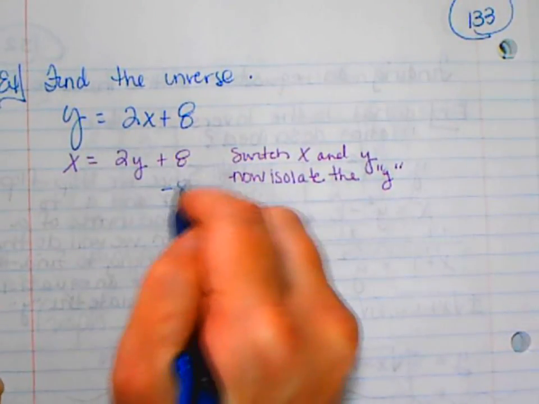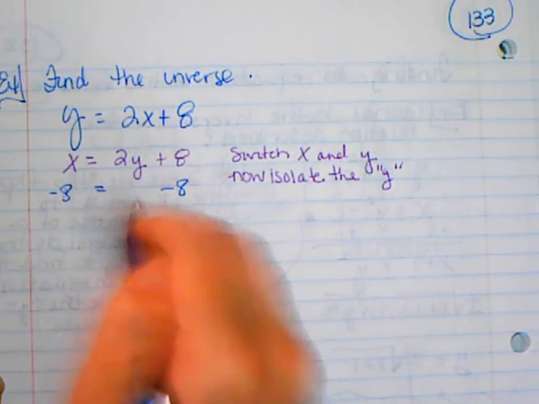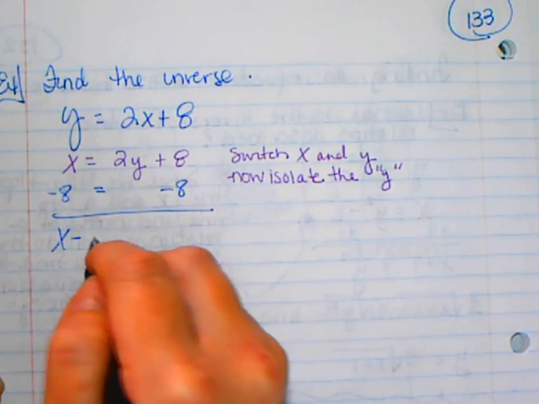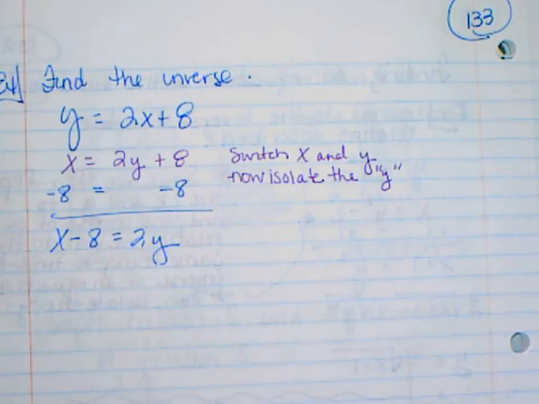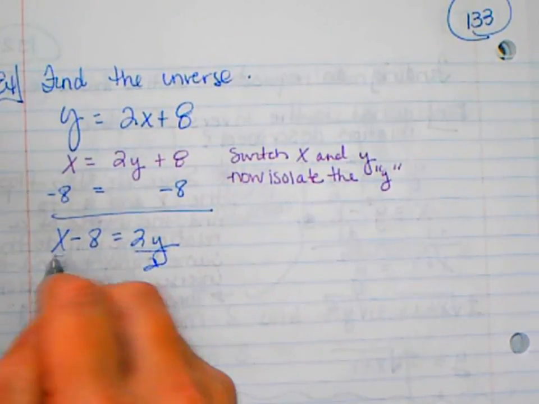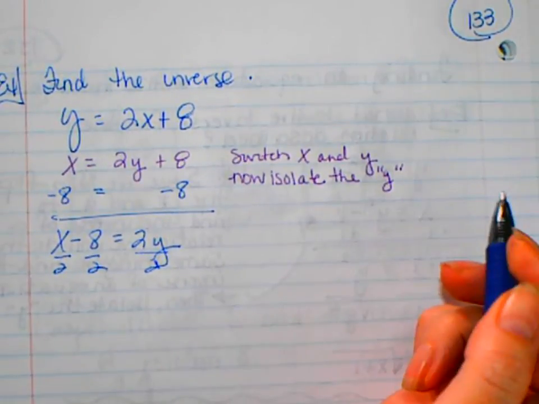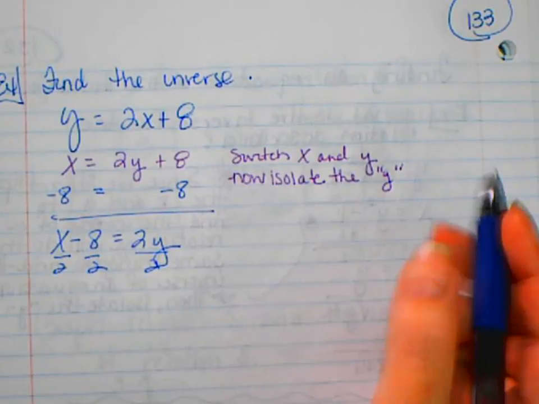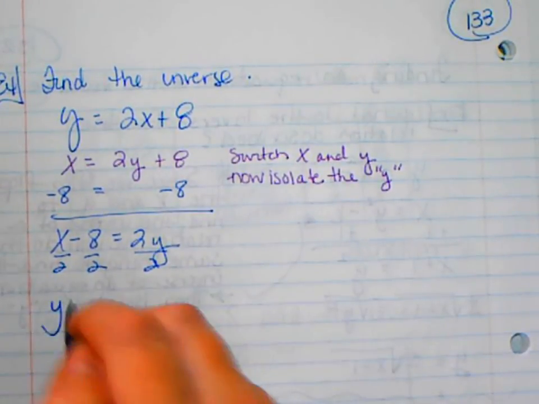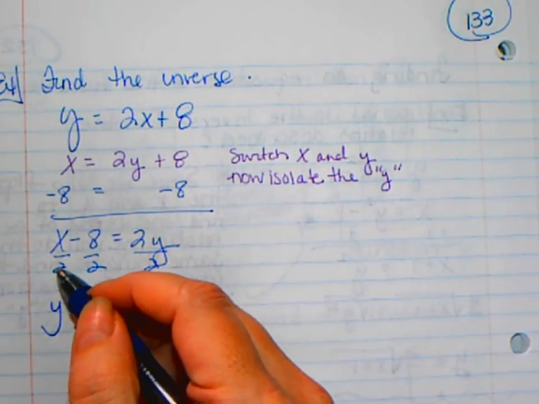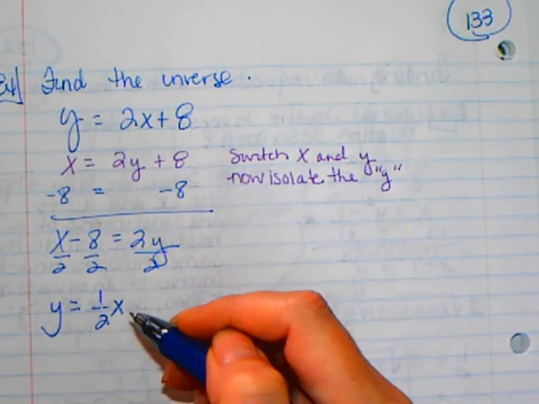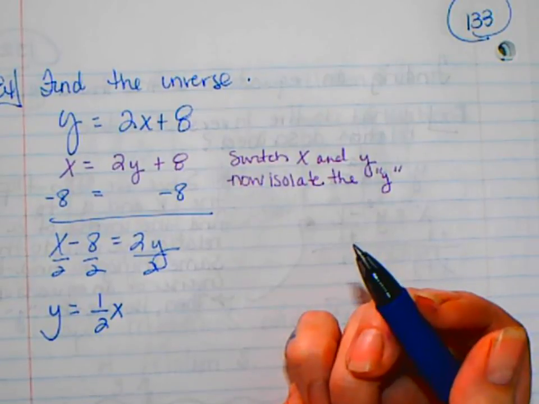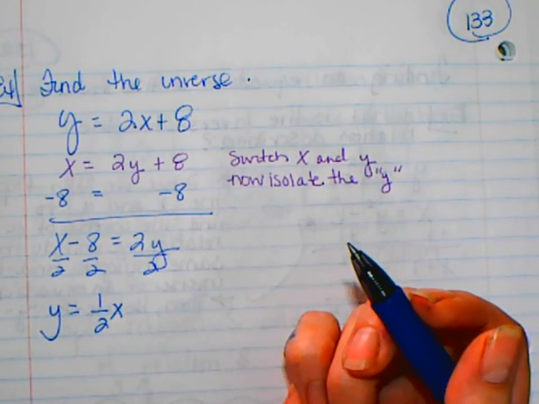Subtract 8 from both sides. So x minus 8 equals 2y. Divide everything by 2. I like to put my y on the left side. So y equals x over 2, that's going to be my slope. I would write that as 1/2 x. You can write x over 2. It means the same thing. It's just not as pretty to me.